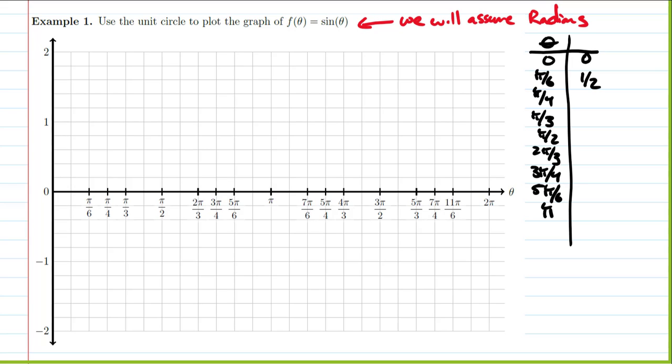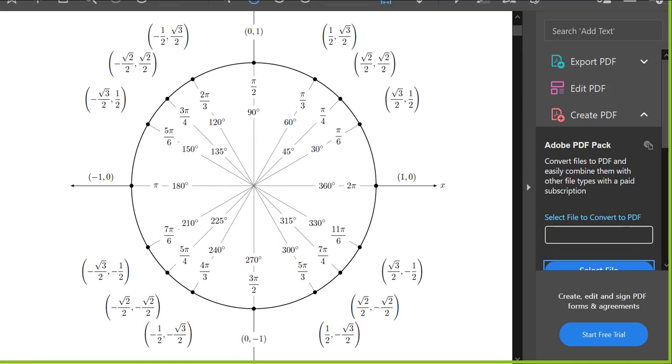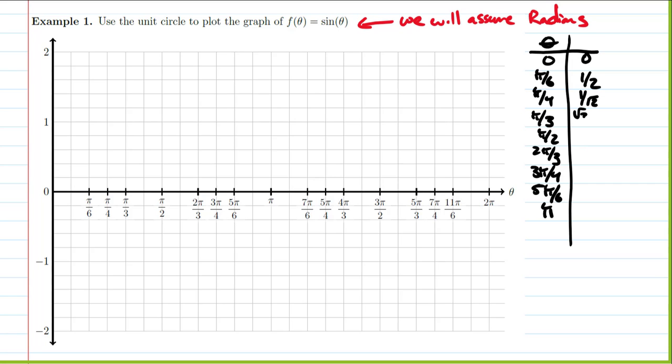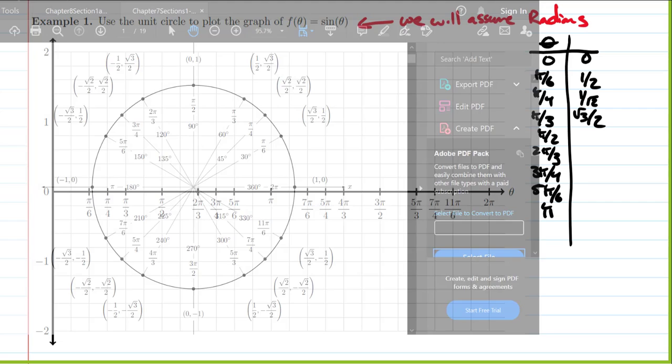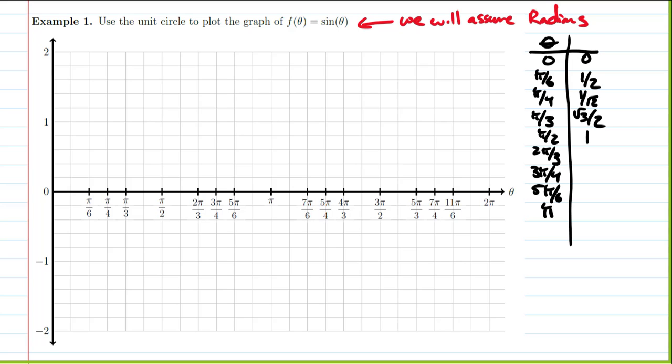The sine of pi over 4 on our unit circle is going to be 1 over the square root of 2. Pi over 3, we go up to square root of 3 over 2. And at pi over 2, we're going straight up. That's the same as 90 degrees. Our y-coordinate at that point is 1, so the sine of pi over 2 is going to be 1.